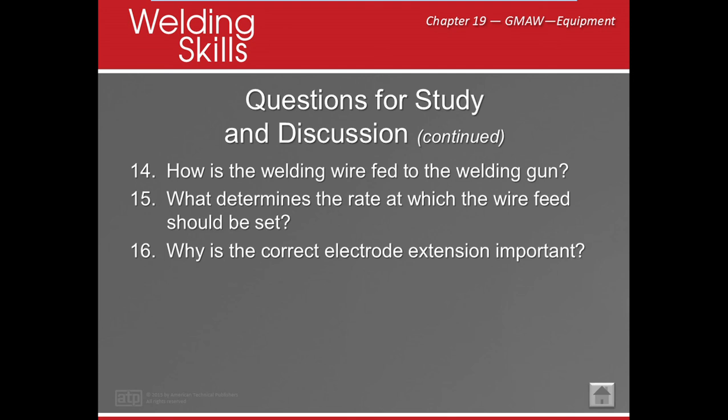So why is correct electrode extension important? Well, remember we were talking about autocorrect? So we don't want it too hot or too cold because ultimately we don't get a good weld. So we want to make sure that it stays the same throughout. And we don't want more than probably 1/4 of an inch. Otherwise we won't even get any good gas coverage.